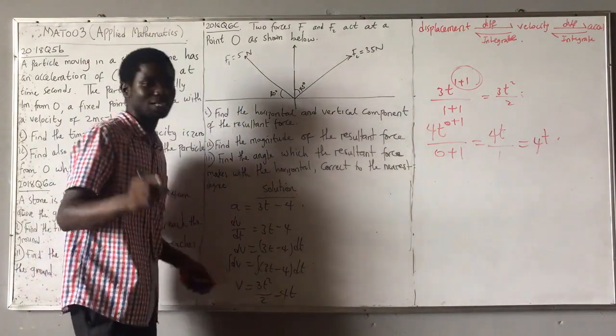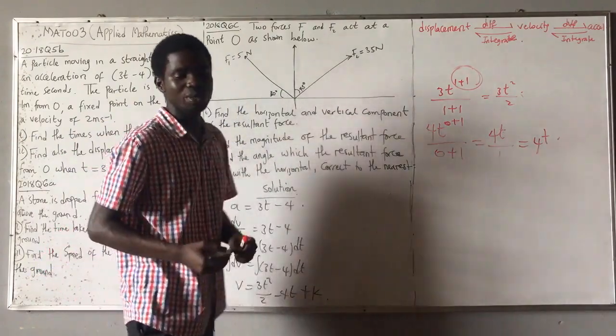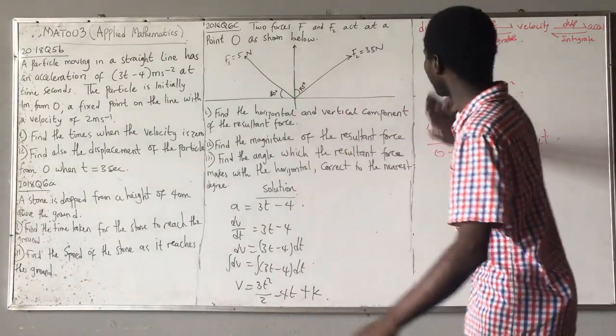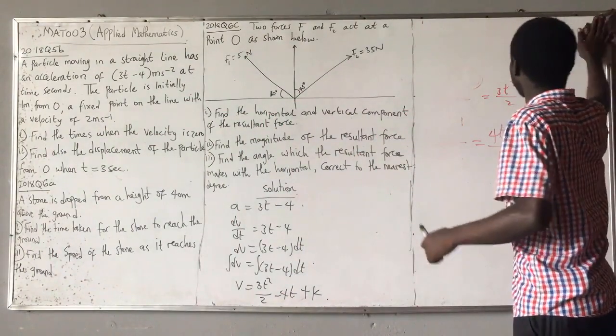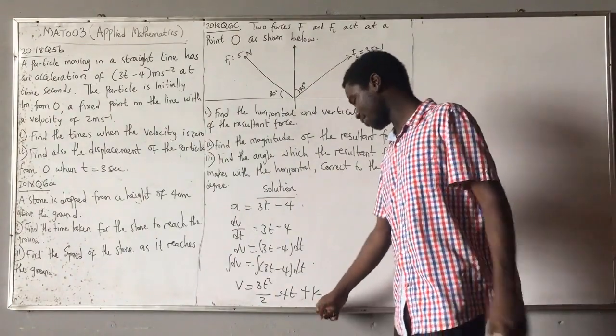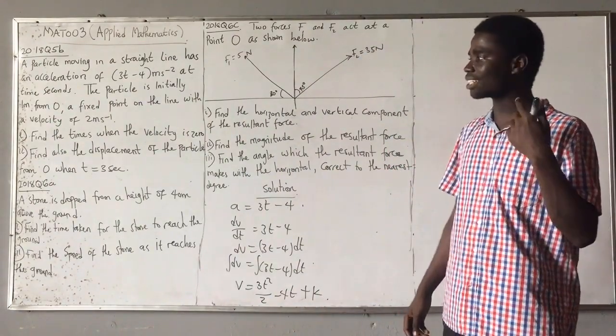But there is one thing that is always in an integral, a constant. Whenever you are done integrating, always remember to put the constant. That is the constant of integration. You will find the constant first. You need to find what? The constant first. How do you find the constant?